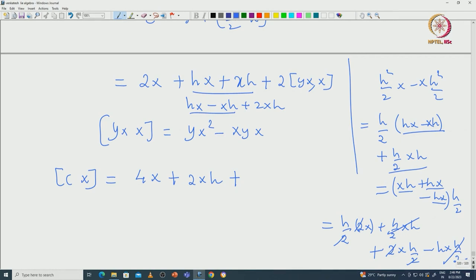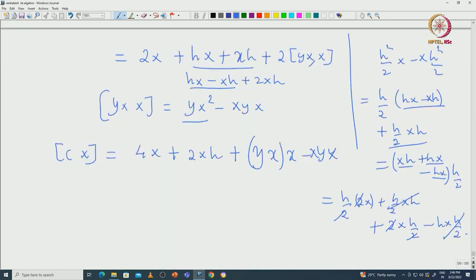But if you actually replace this yx minus xyx, okay, let us do this: yx minus xyx plus xyx. So that is what I am going to add and subtract. So then this is going to get cancelled with this, okay. So this is going to be hx, okay.